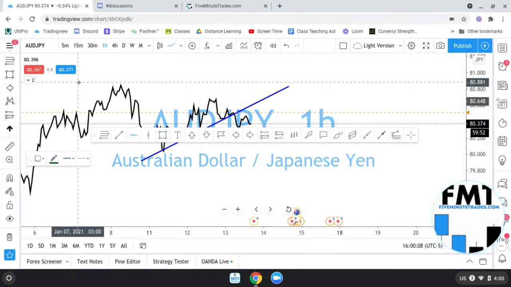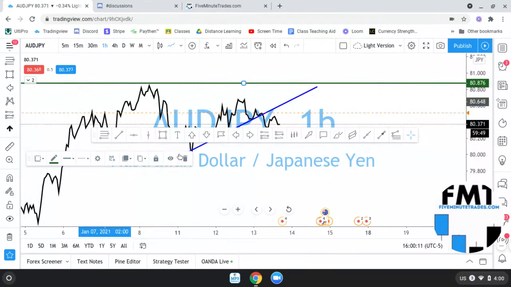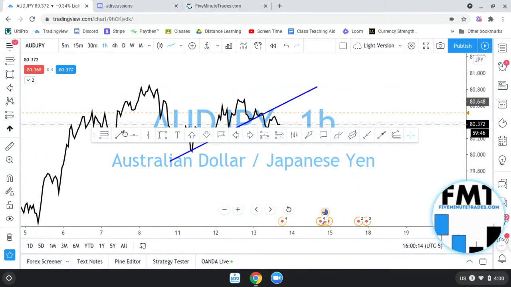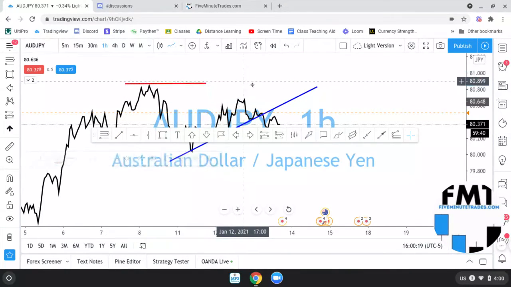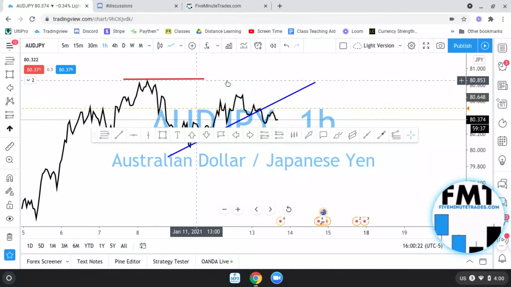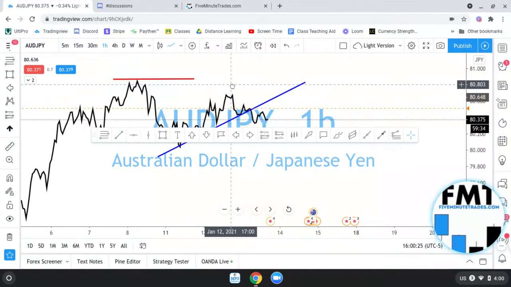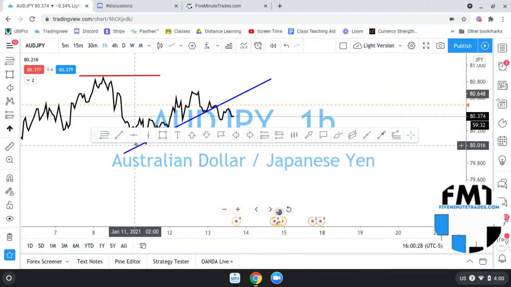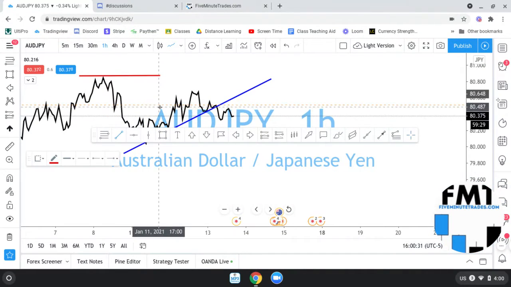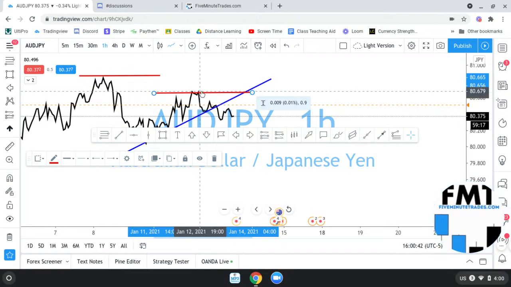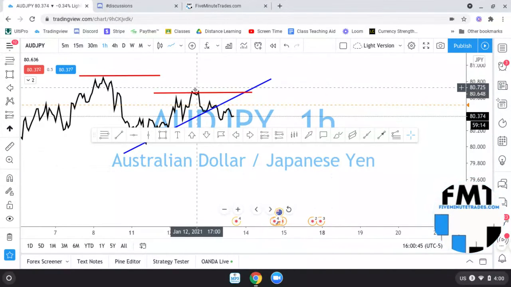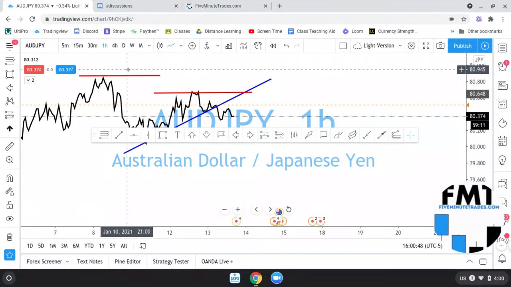If you notice, price made this high here. It didn't come back to it. It didn't try to retest it, and it definitely didn't break it. And then you see we have this high here, and we have pretty much the same situation. You kind of think of these as steps. The price is stepping down.